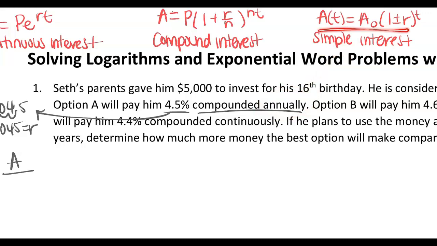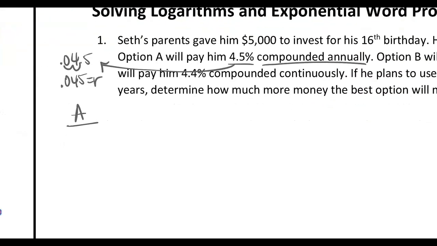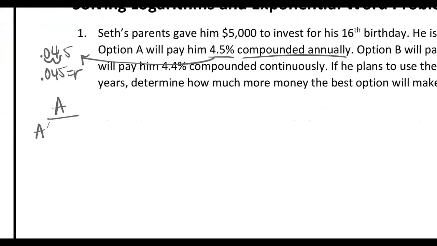So I'm going to recopy this formula for option A, and I'm going to plug in my values. So A of t is going to equal A sub 0, 1 plus or minus r to the t power. If we read this question, especially since it says he's investing this money, I mean, the stock market is crazy, guys, but it's assumed that that money should increase.